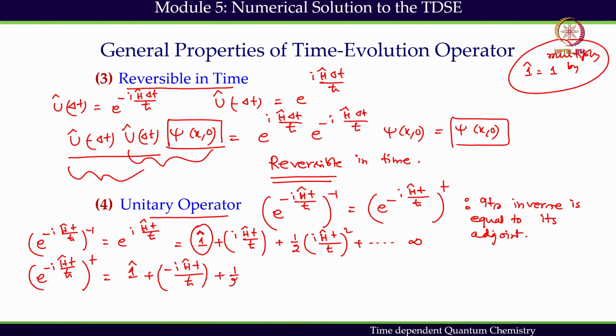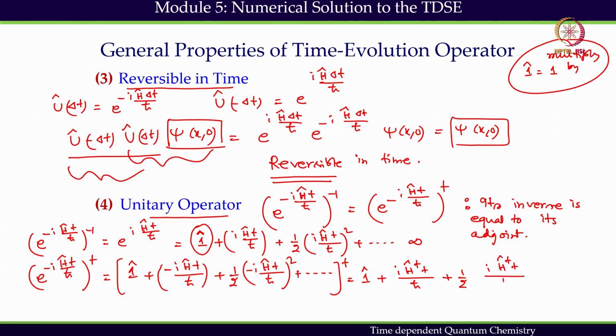plus half minus i H cap t by h cut whole square plus like this. So the entire term I have to consider adjoint, and we have learned from the previous module that if I make adjoint, it is going to be 1 plus H adjoint t by h cut plus half i H adjoint t by h cut whole square, like this.